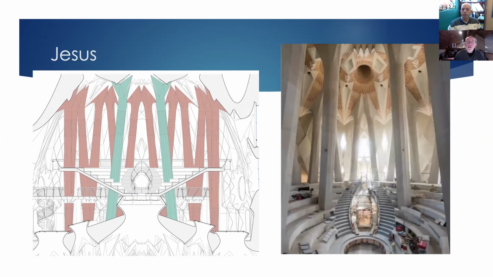The rebar are the columns. And this is what it looks like right now. It's under construction. Again, all those openings above are hyperboloids that you can see.